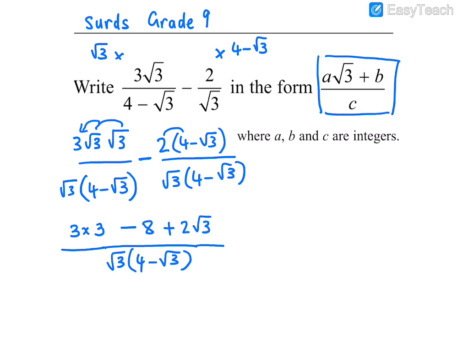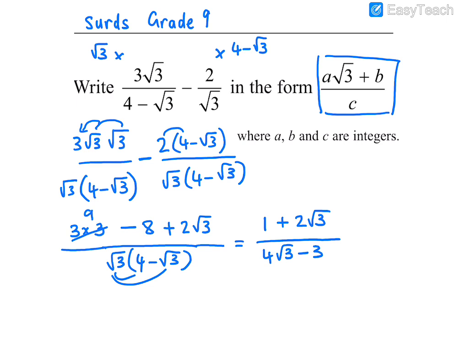Okay, so the next bit is we can start simplifying the numerator further. 3 times 3 is 9. So that bit is 9. So 9 take away 8 is 1. And then 1 plus 2 root 3 at the top. And then if we multiply this out, that's going to be 4 root 3 take away root 3 times by negative root 3. That is going to be minus 3.